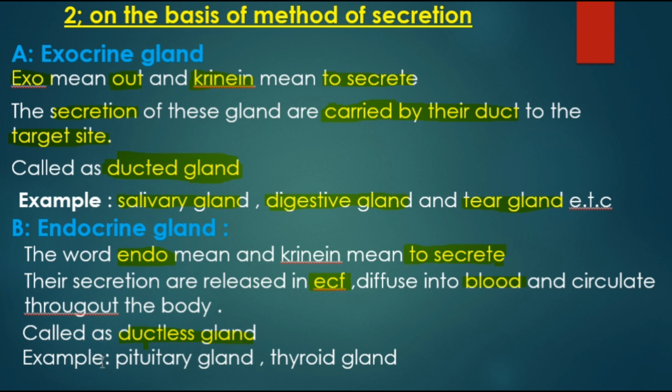Now here are some examples of these ductless glands: you can take the example of the pituitary gland, thyroid gland, parathyroid gland, and adrenal gland. These are examples of endocrine glands.